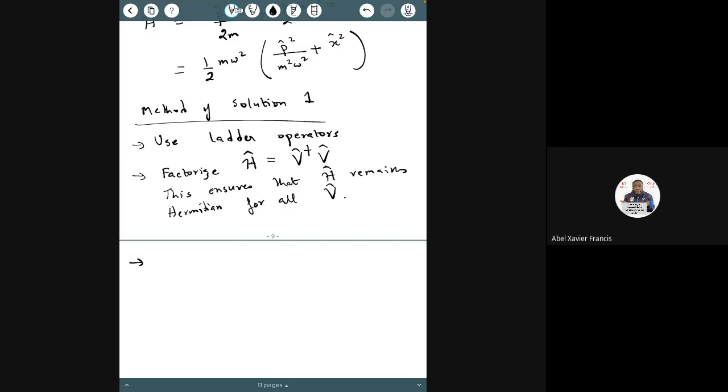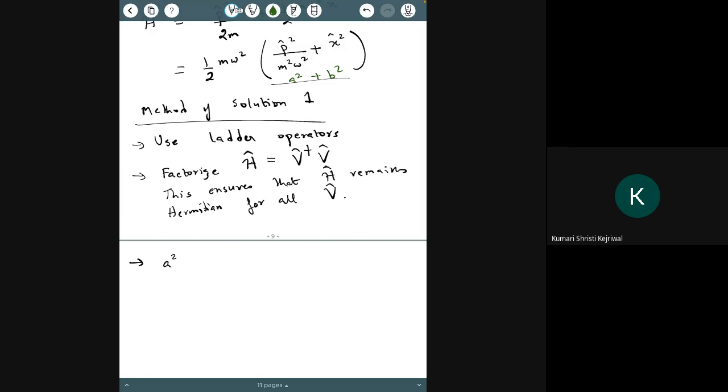Then, in order to do that, we will also need something like this. So see, our Hamiltonian looks like a squared by b squared. Ma'am, here V is the harmonic potential operator? No. This is just some arbitrary operator. We will find out what V is.